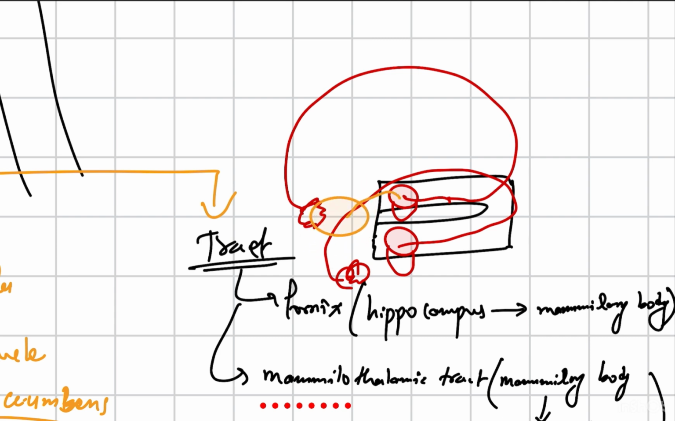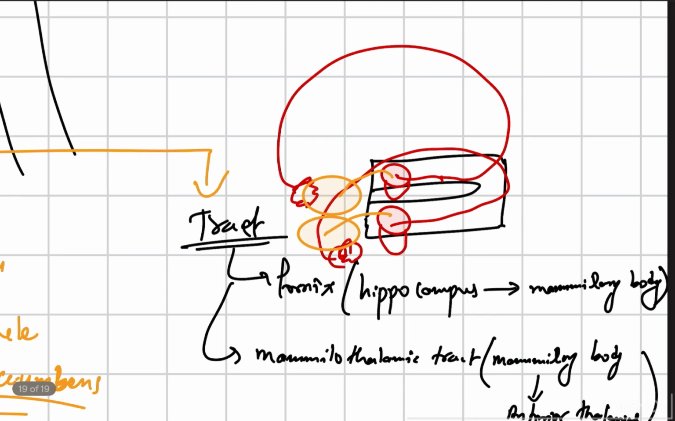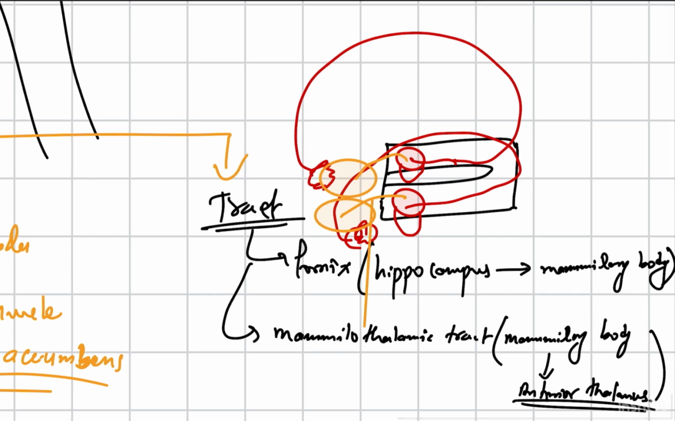And it's directly connected. Like here is the thalamus. This is the mammillothalamic tract. This is the fornix.